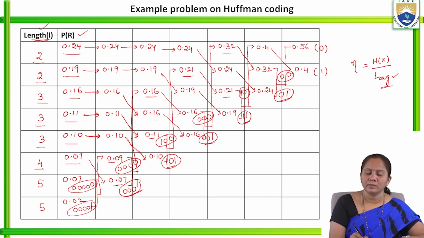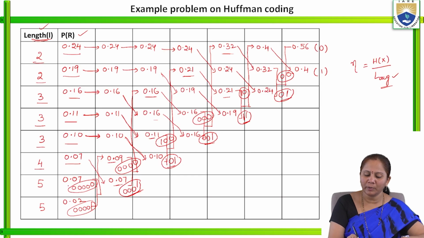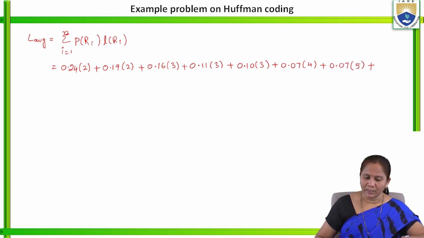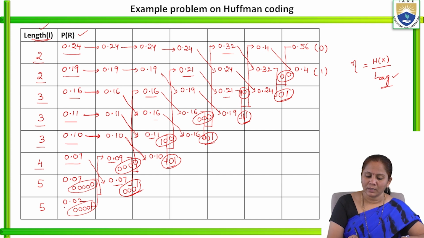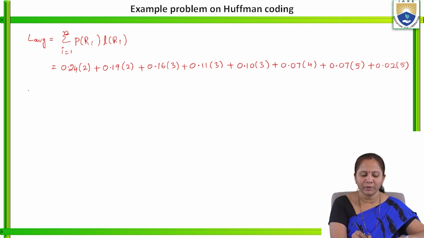0.07 into 4 plus the next probability again 0.07 into 5 plus the last one is 0.02 into 5. So we have to simplify this.